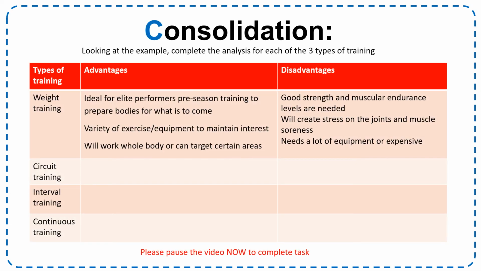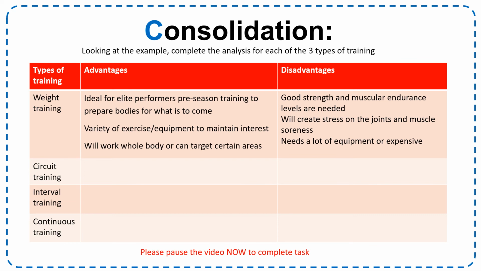Let's consolidate your learning. Let's have a look at the different types of training you could use to improve your weakness. Using the example in the table, can you analyse the three different types of training, explaining the advantages and disadvantages? You should be able to link your weakness to the right training type.